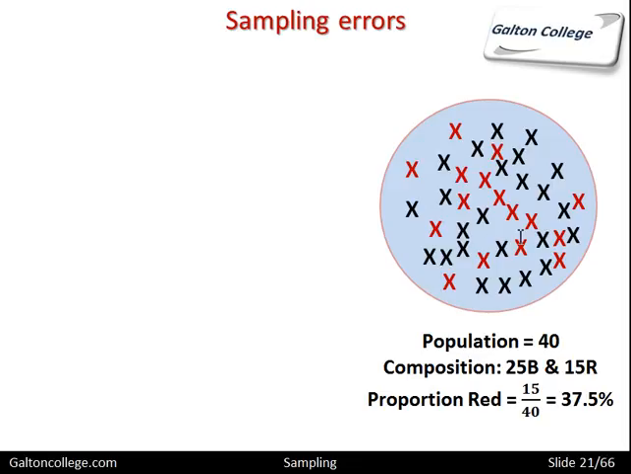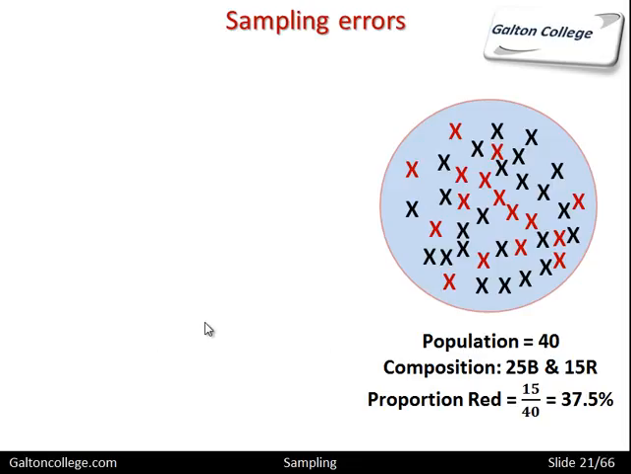The population is equal to 40. There are 40 X's, let's say, in here. Don't count them because I haven't counted them myself. Anyway, let's say we have 40 in here. So we have a population of 40 X's. And we have 25 black and 15 red.